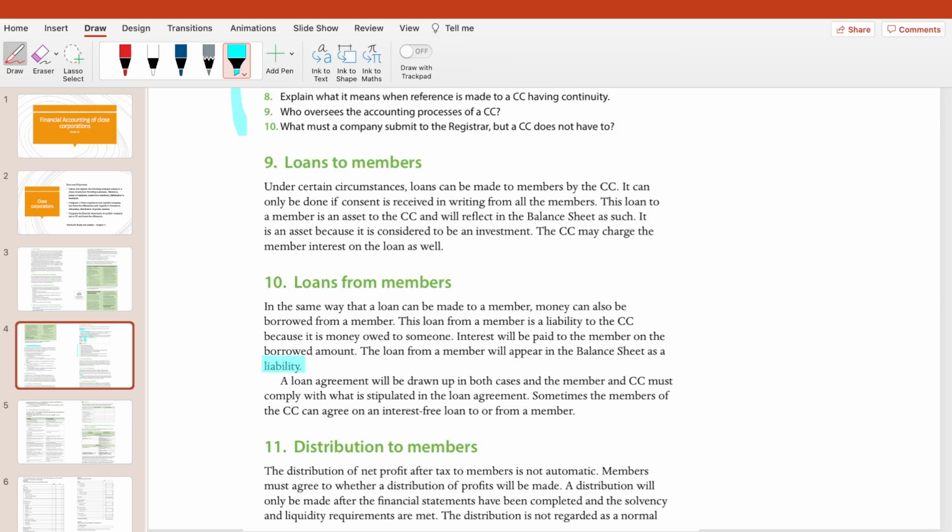Also, a loan agreement will be drawn up. It won't be just on a handshake. So there will be all the formalities that go together with that.